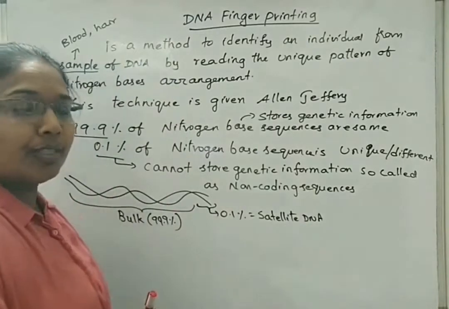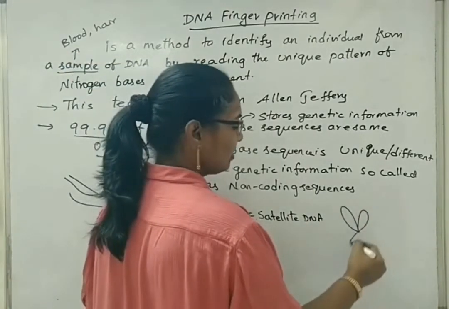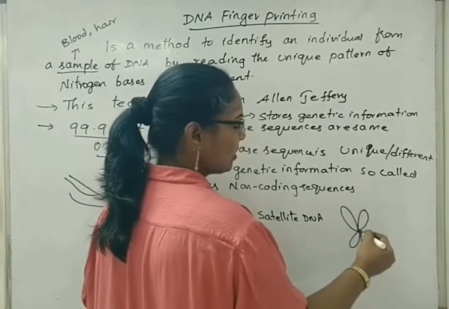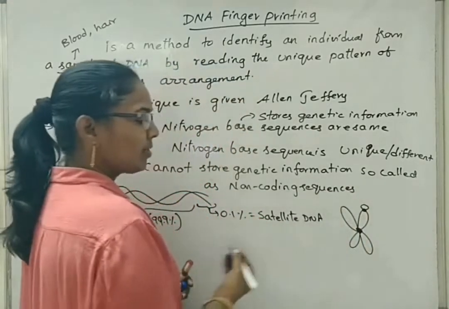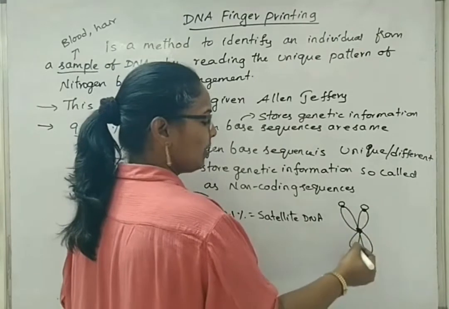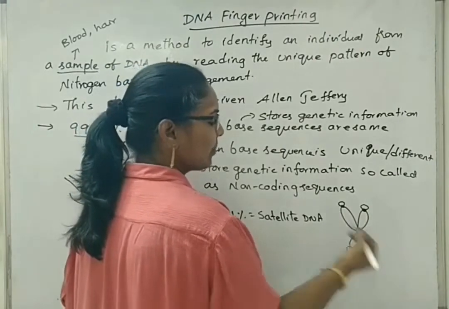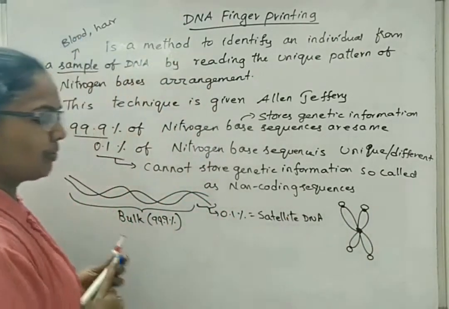We also study the satellite chromosome when we are reading about chromosomes like this. This is considered the primary constriction. Here will be the secondary constriction, and a little bit of extra chromosomal part will be here. We call it the satellite part of the chromosome.